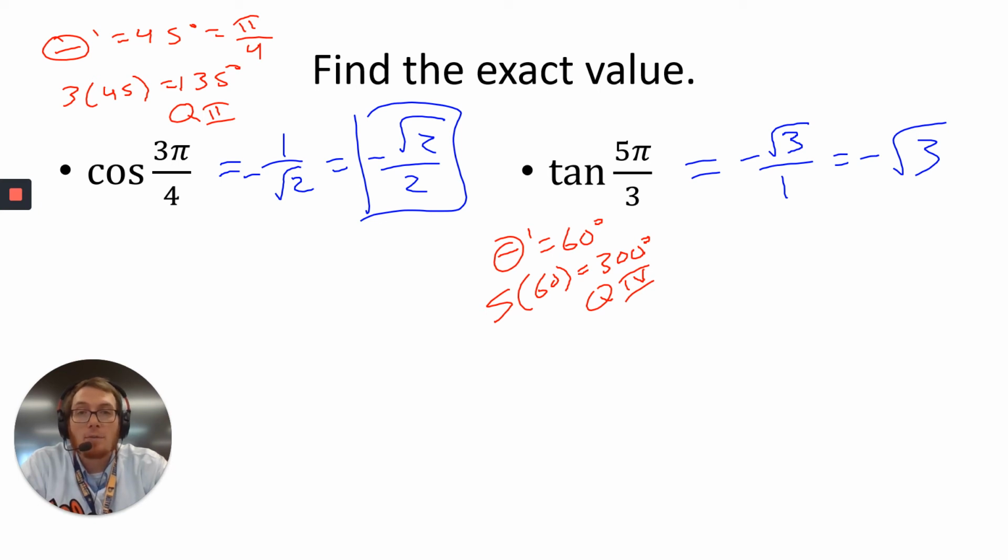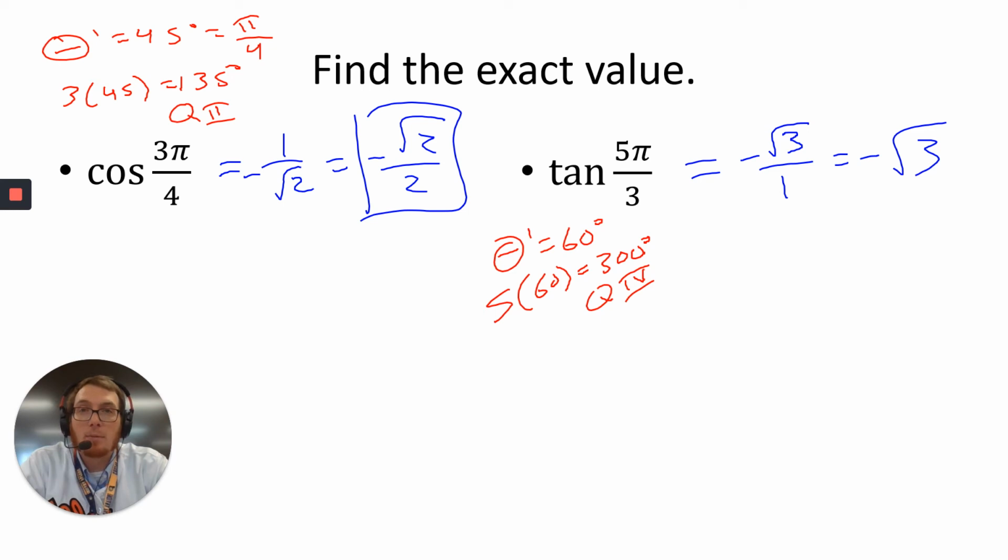Tangent of 5 pi over 3. Pi over 3 has a 60-degree reference angle. 5 times 60 is 300, which is in quadrant 4. So the answer is negative because tangent is negative in quadrant 4. And tangent of 60 would be root 3 over 1, which simplifies down to root 3. Combine that together, and you get negative root 3 as your answer.